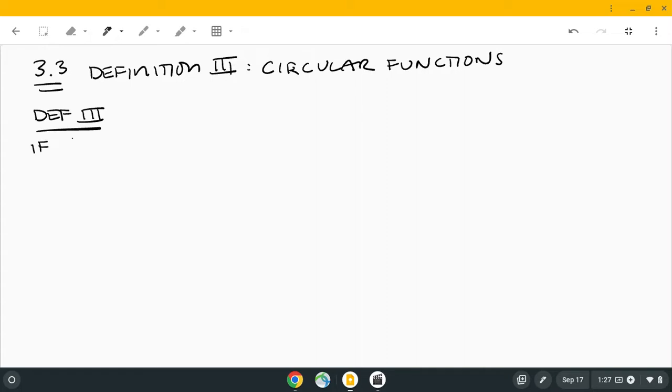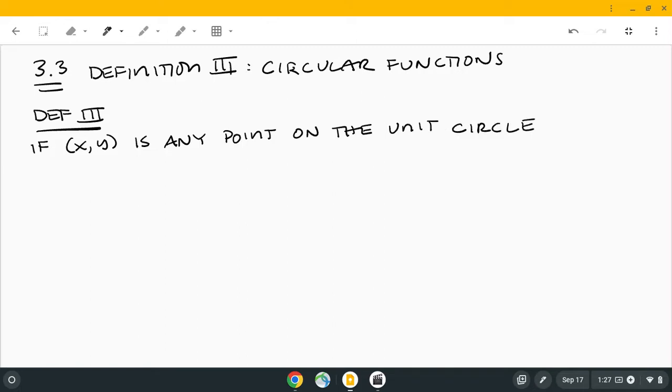If xy is any point on the unit circle, so for those of you who don't know what a unit circle is, it is a circle with radius 1, radius equal to 1. Okay, so that's what a unit circle is.